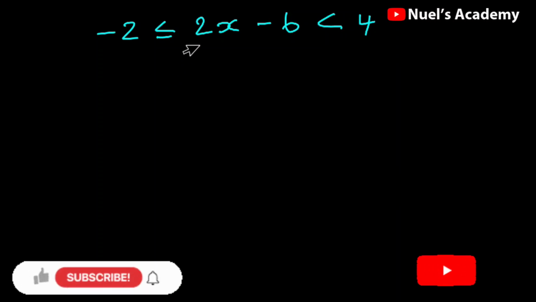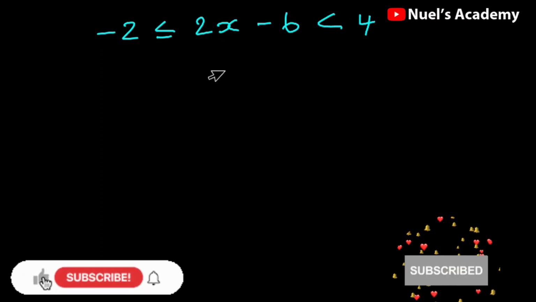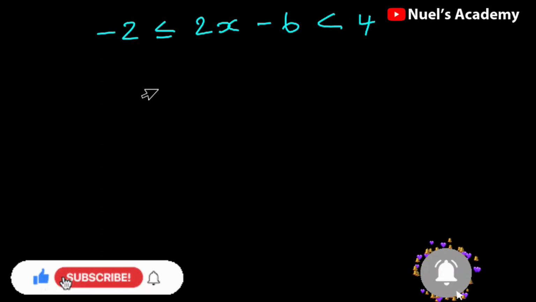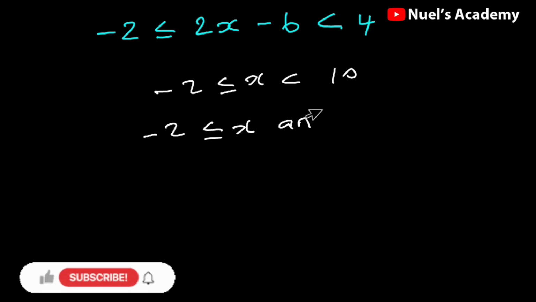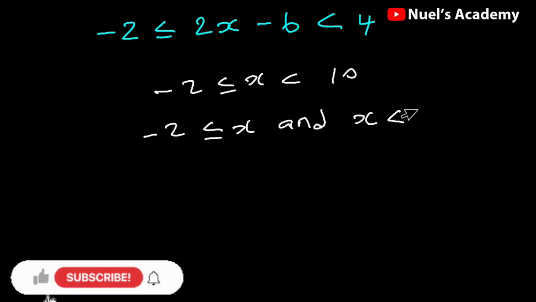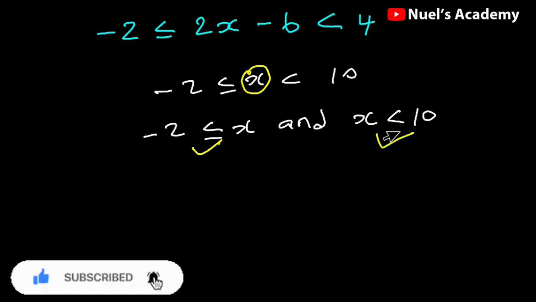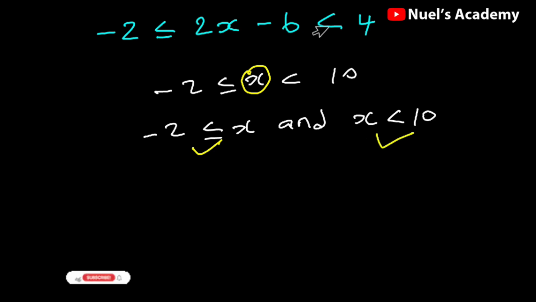In this lesson, we're going to be focusing on solving problems on double inequality. For example, if you have negative 2 is less than or equal to x is less than 10, this can be written as negative 2 is less than or equal to x and x is less than 10. If you take a good look at this, you see that this x term affects this half of the inequality and also this half. So the same thing is going to be applied on this question we're going to solve next.